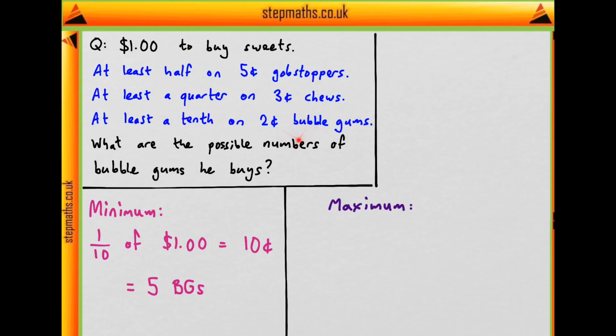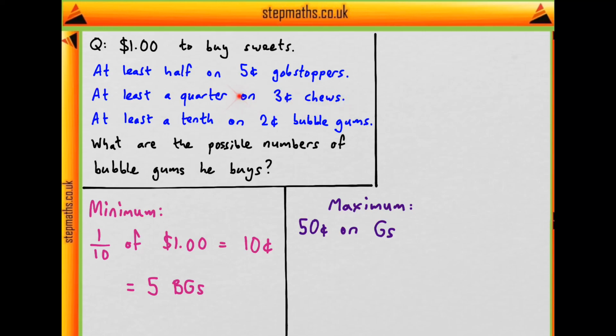And so what's the fewest gobstoppers we can buy? If we need to spend at least half, then we want to try and spend just half on the gobstoppers. What's half of $1? That's 50 cents. And would it make sense to spend this much on gobstoppers? Well, that'll buy us exactly 10. So, yep, this works.